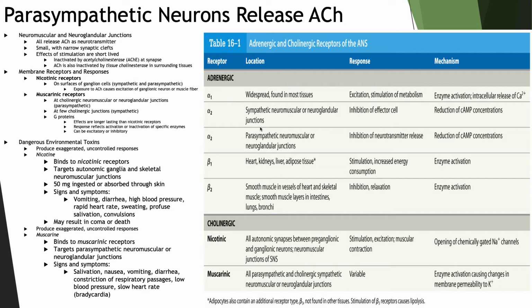The signs and symptoms of muscarine poisoning are almost entirely restricted to the parasympathetic division. They include salivation, nausea, vomiting, diarrhea, constriction of respiratory passageways, low blood pressure, and an abnormally slow heart rate, or bradycardia. Sweating, a sympathetic response, is also important here. For this reason, Amanita muscaria, commonly known as the fly agaric mushroom, is used in some Native American sweat lodge rituals.